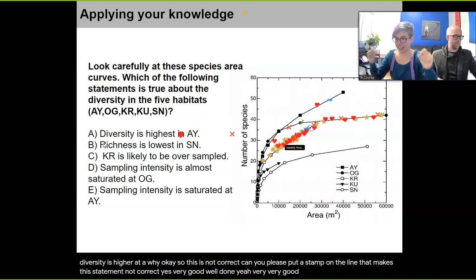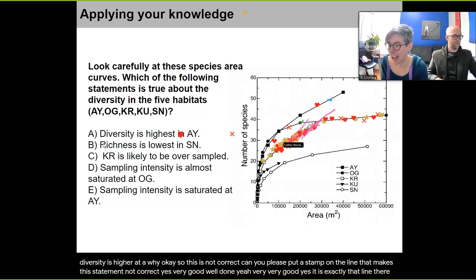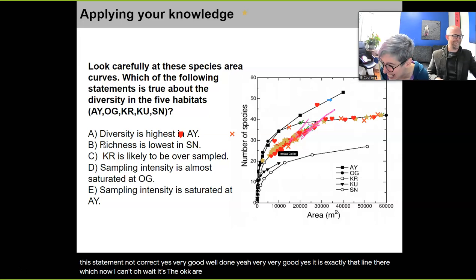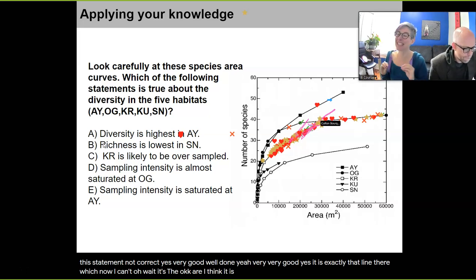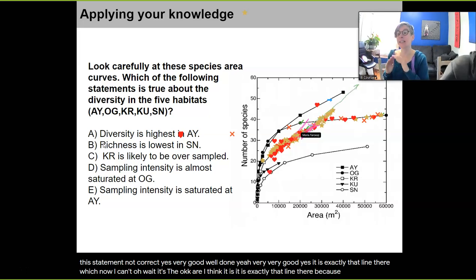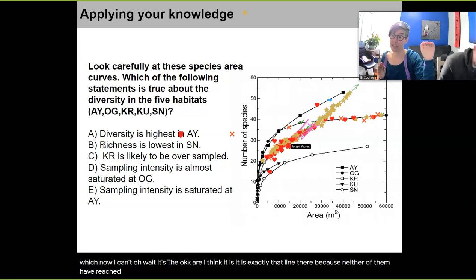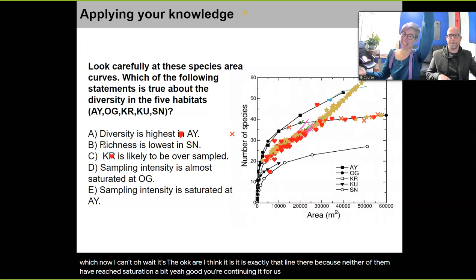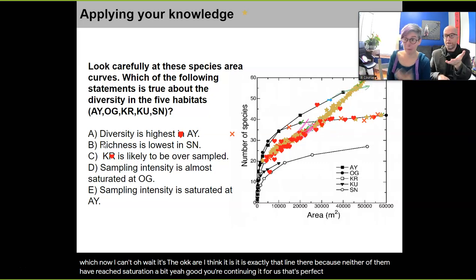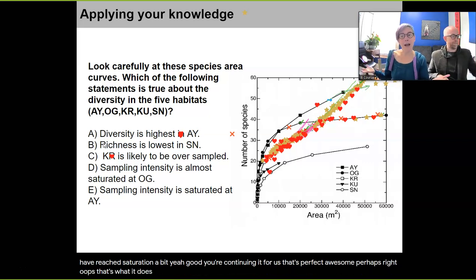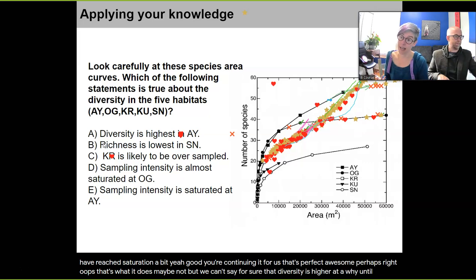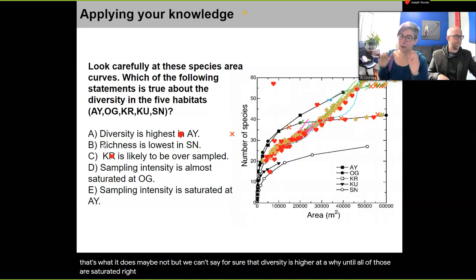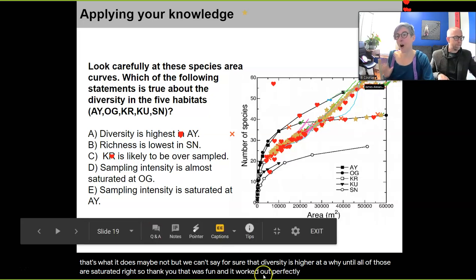Yes, it is exactly that line there, because neither of them have reached saturation. Good. You're continuing it for us. Perhaps that's what it does. Maybe not. But we can't say for sure that diversity is higher at AY until all of those are saturated, right? So thank you. That was fun, and it worked out perfectly. I hope that makes sense.